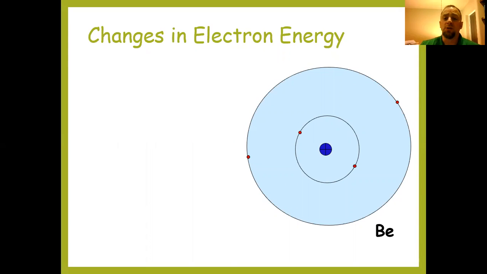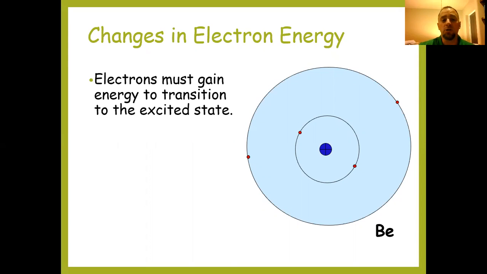So our changes in electron energy, what happens? Well, it must gain energy to transition to the excited state. If we take a look at an electron in our diagram here, it moves from that inner energy level to the outer energy level. This is an atom of beryllium. It gains energy, moves further from the nucleus into the excited state. So the electron gains energy and moves from the ground state to the excited state.